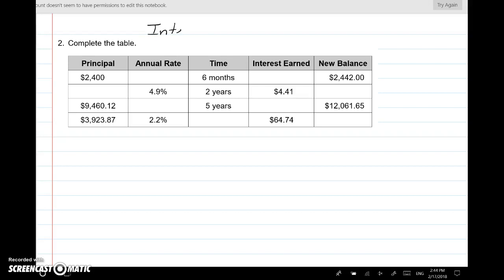Interest equals principal. Now your principal is the amount of money you originally put in, times the rate, and that's going to be as a decimal. Let me try to write that a little neater. As a decimal, times time, where time is in terms of years.